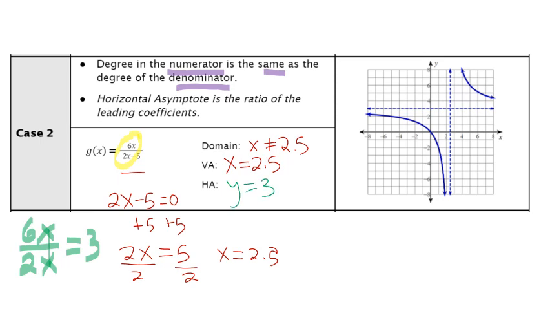So when the degree on the top and bottom is the same, it's just a ratio of the coefficients. If I look at the graph, you can see y equals 3 is this horizontal asymptote. This was our vertical asymptote. And the graph has this symmetry where it goes on each side, a little piece of that graph.